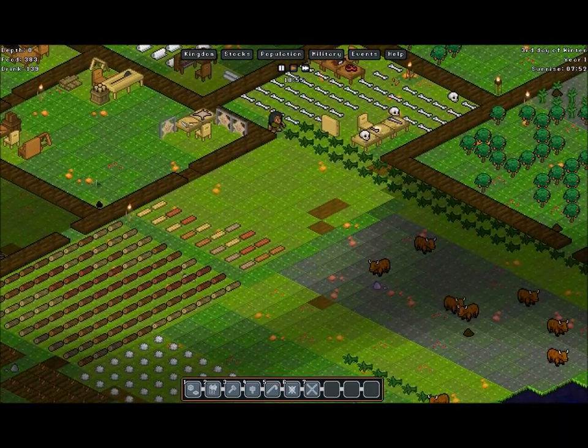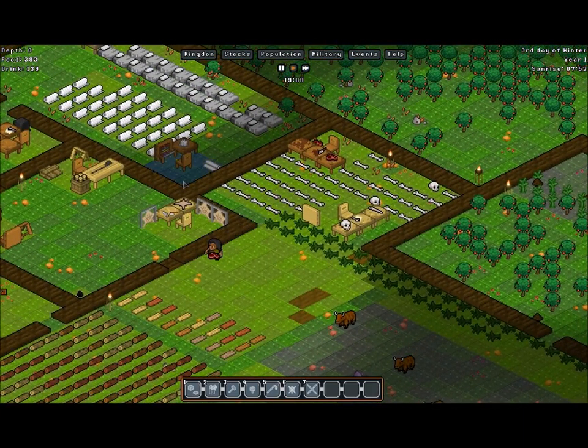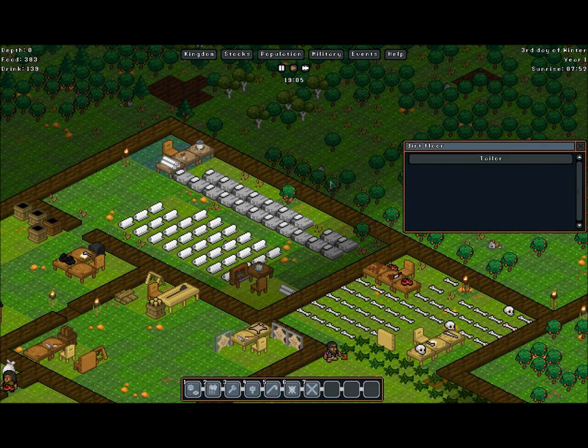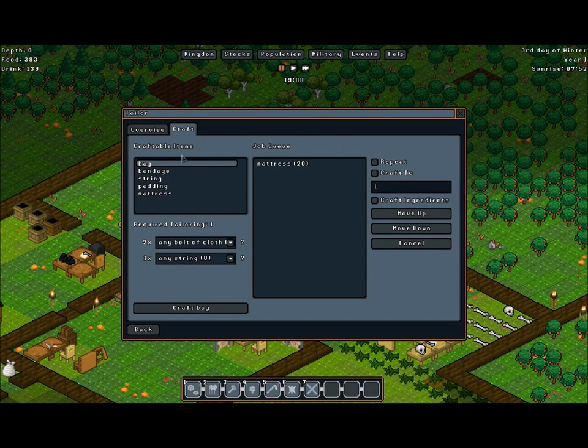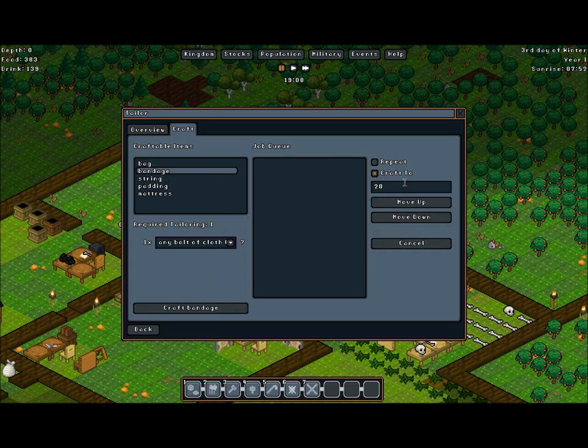Frost was acting weird, so I quit using it. I'm still trying to get them to make band-aids, and I don't know why he's... Oh, making mattresses. No! I don't want you making a god dang mattress. I want you to make band-aids.